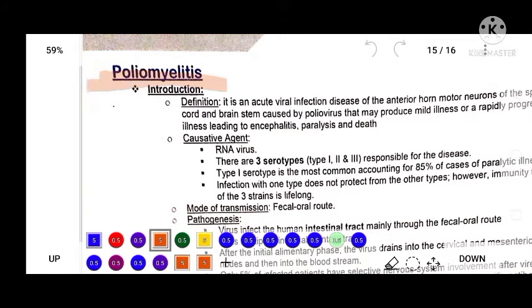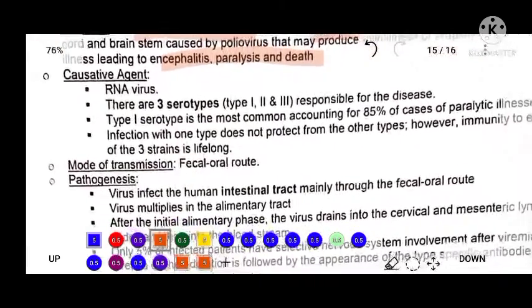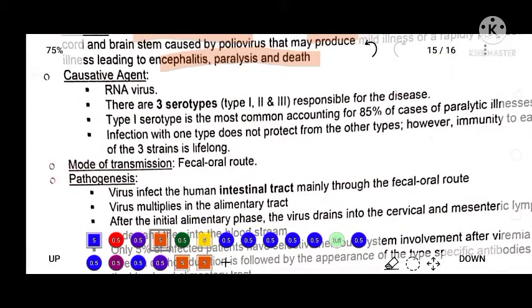Okay, so another topic is poliomyelitis, and it is defined as an acute viral infection of the anterior horn of motor neurons, and that condition causes paralysis, encephalitis, and death. So this is a dreadful and very dangerous condition, because once a person develops polio, they become paralyzed for the whole life, and it is a lifelong disease which causes a lot of problems in the patient.